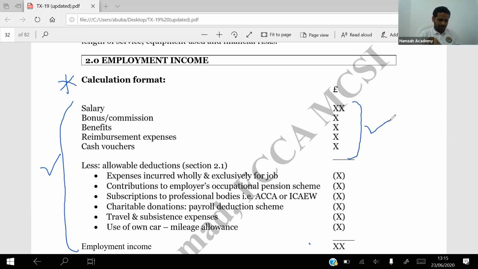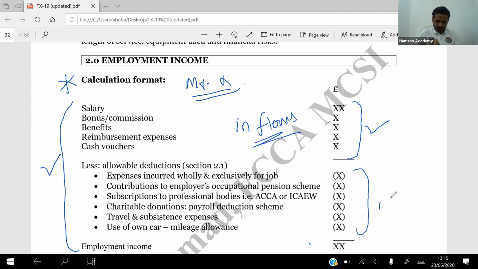These are the things which, for that individual, let's just say again Mr. X, this is Mr. X's employment income we are calculating here. So these are the things which describe inflows towards Mr. X, and these are the things which describe the outflows. If we deduct outflows from the inflows, we will have the employment income. Now, which are the contributors towards the inflows? We'll discuss one by one.